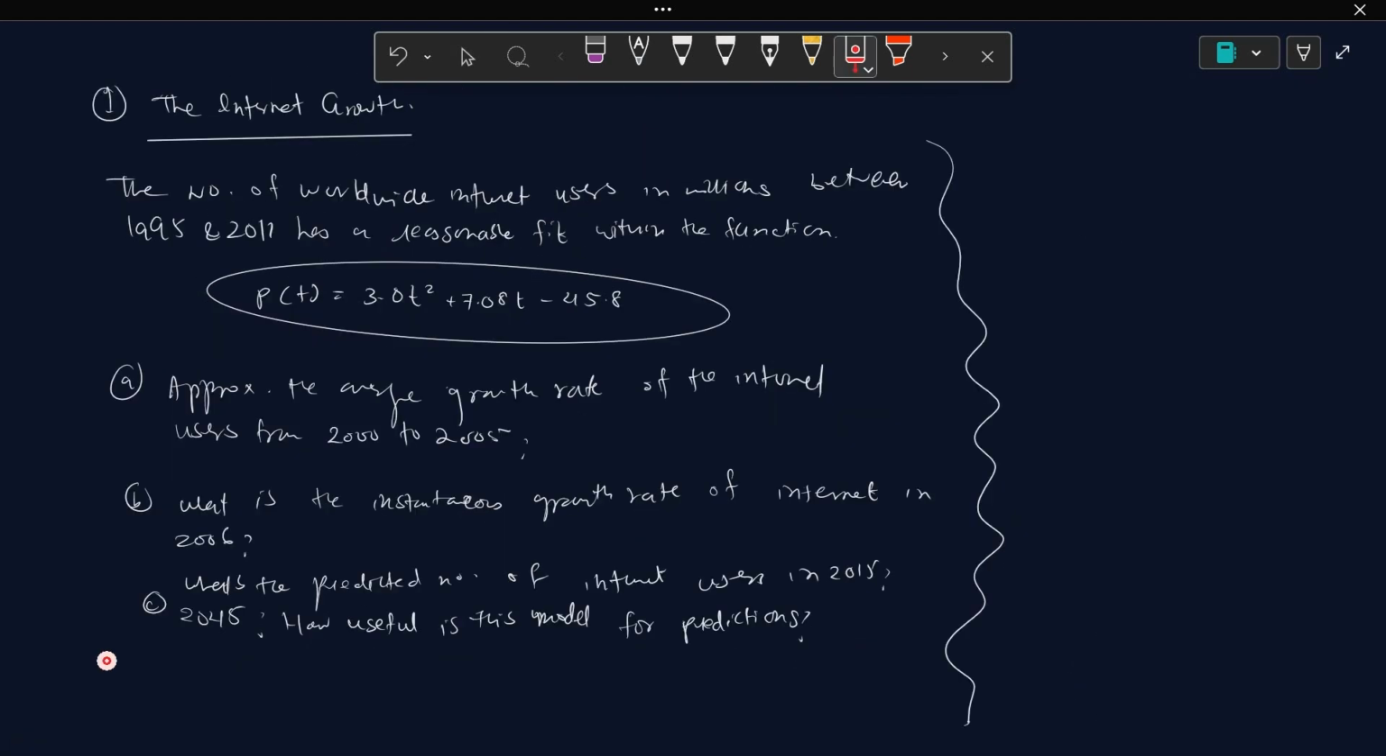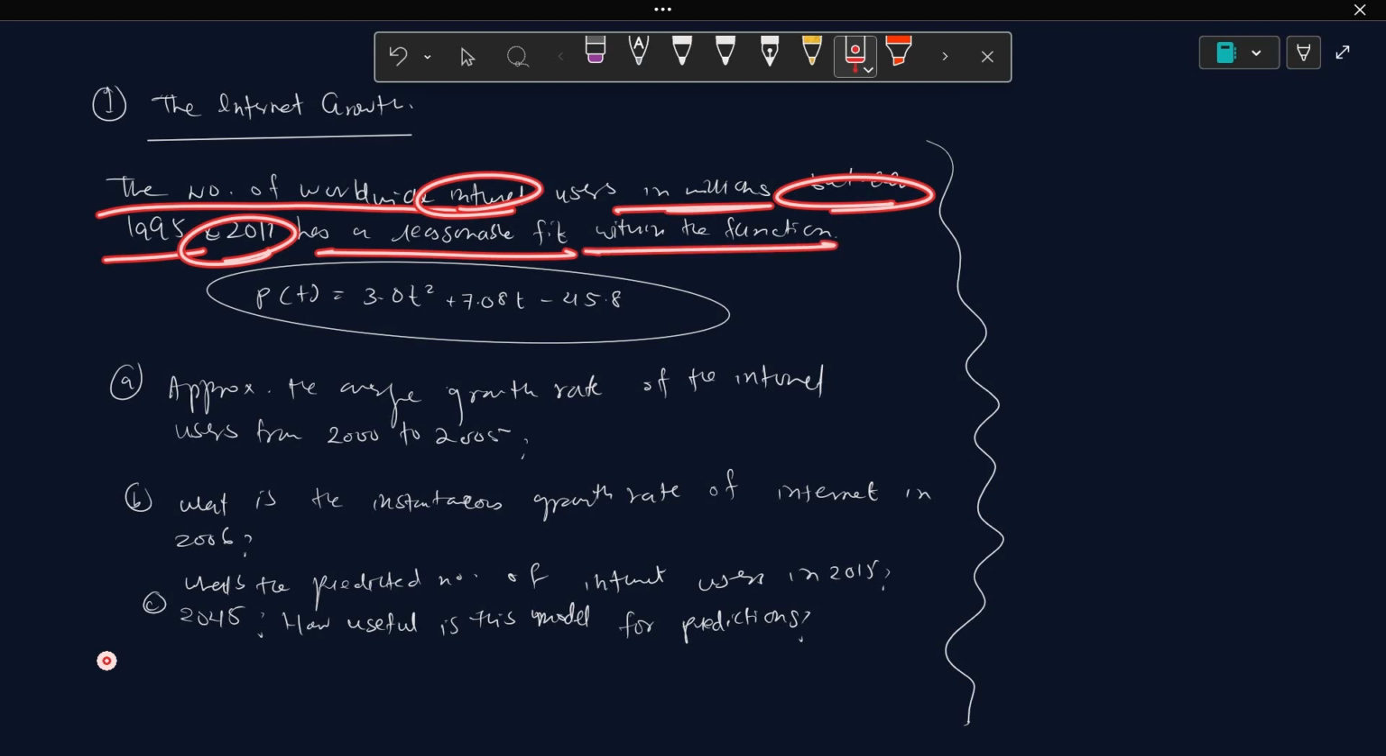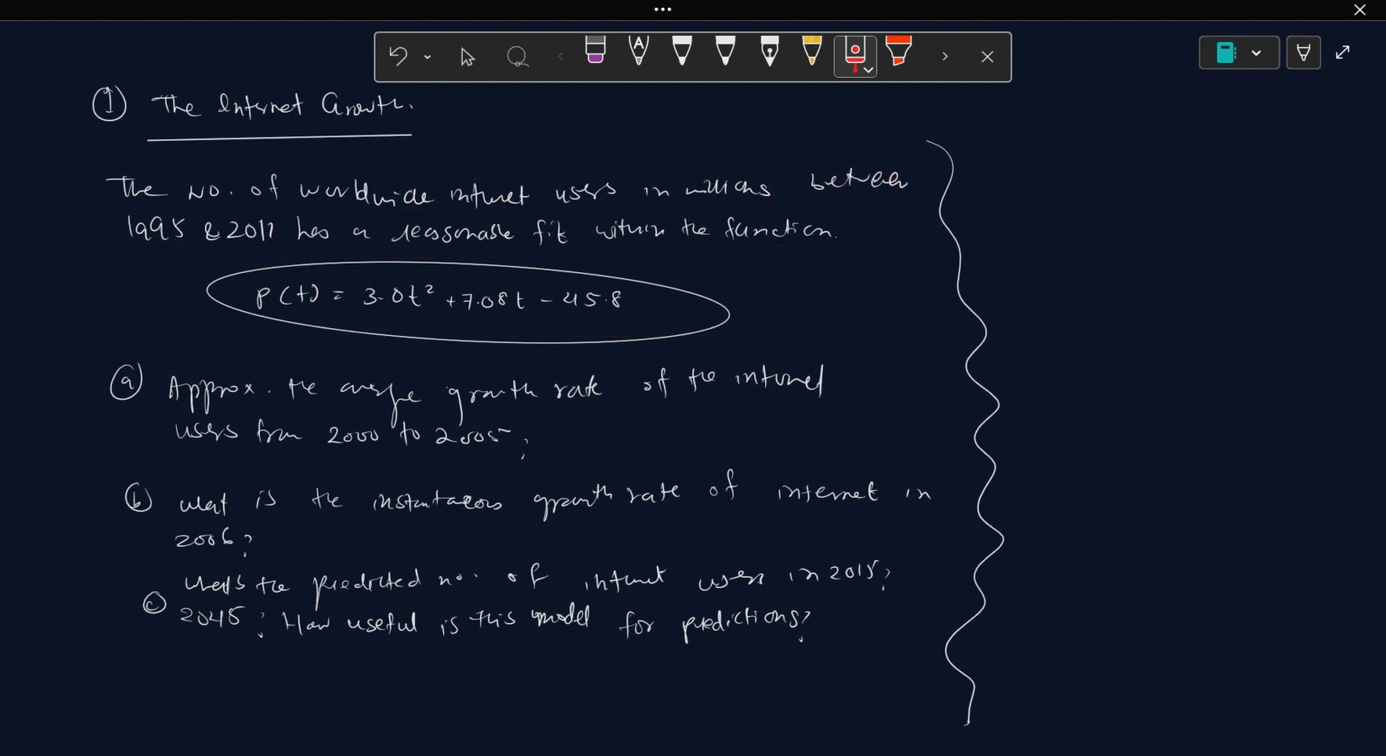It says the number of worldwide internet users, in millions, between 1995 and 2011 has a reasonable fit with a function P(t), the population in millions of users using the internet, represented by the equation 3.0 t squared plus 7.08 t minus 45.8. In the first question, we are asked to find approximately the average growth rate of internet users from 2000 to 2005.